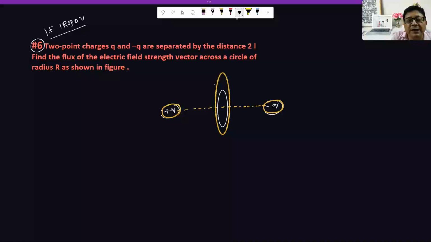Then you find the flux linkage through the elemental portion. The elemental portion is a circular region. That field vector will be directed this way. You will take the component. You will find the flux by the same method.